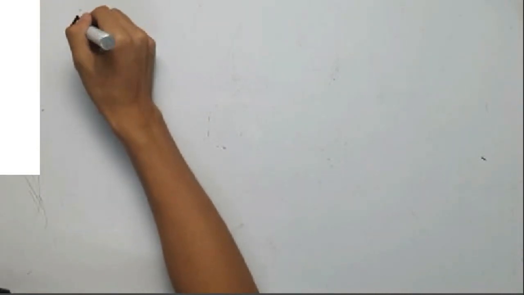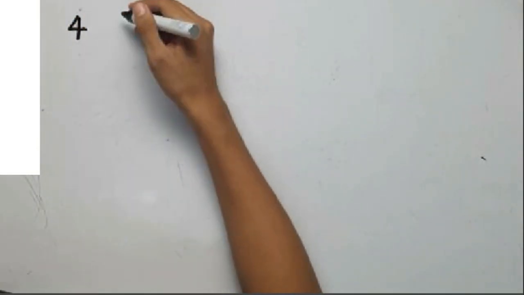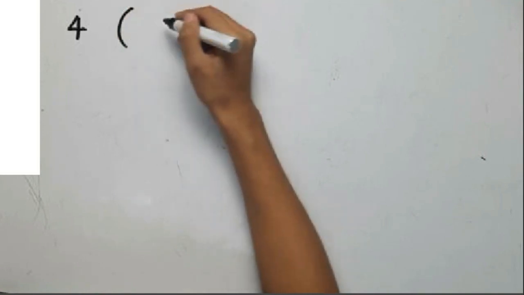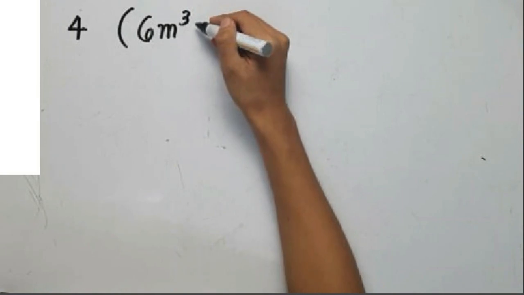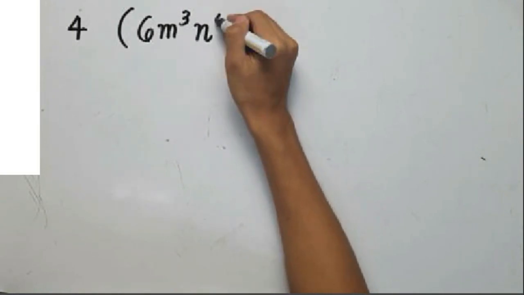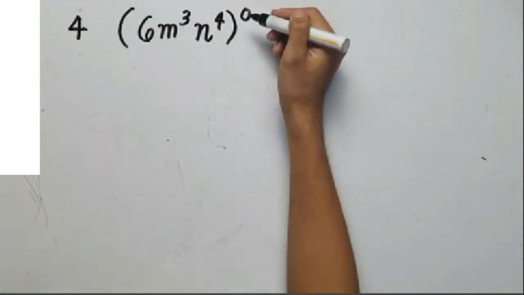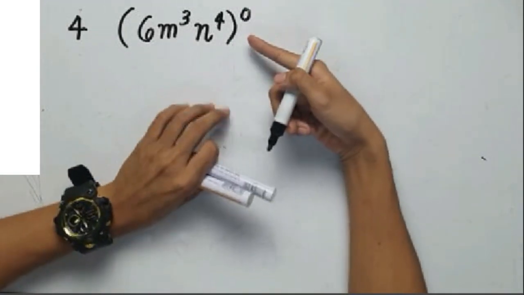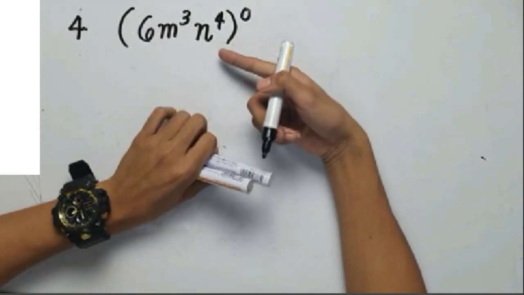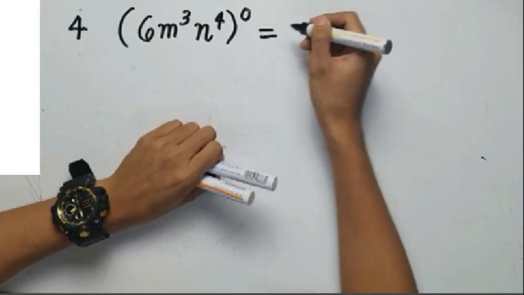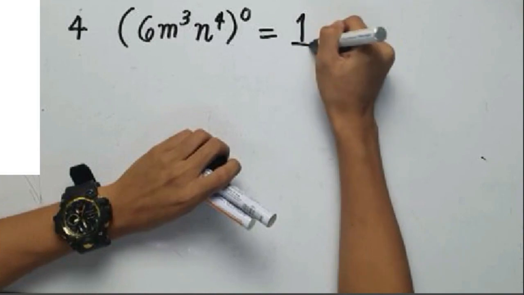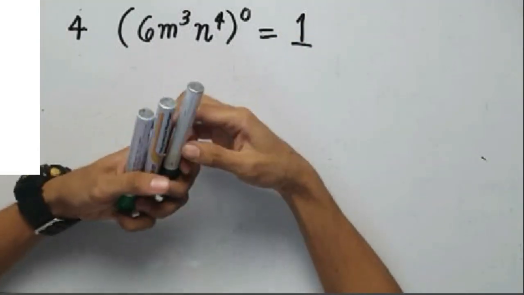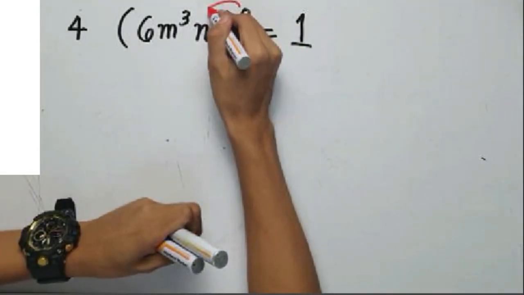Okay, number 4. Meron naman tayo ditong same lang siya actually ng number 2, pero let's see kung paano natin i-solve to. 6m raised to 3 times n raised to 4, all raised to 0. So this is a basic rule na any number raised to 0 is just equal to, ano sagot nyo? Equal to 1.